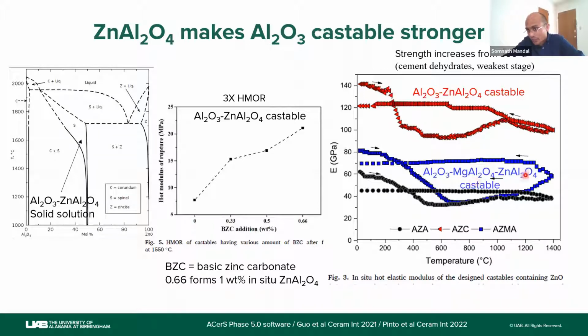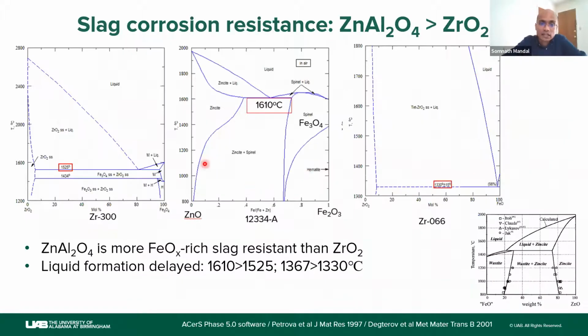The same when zinc aluminate has been combined with magnesium aluminate spinel as well as alumina, we see the same thing in the blue curve. Above 800 degrees C, the strength increases. So zinc aluminate can increase hot MOR, and it can increase the corrosion resistance.